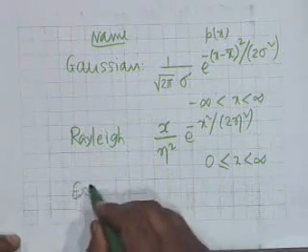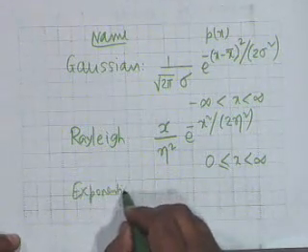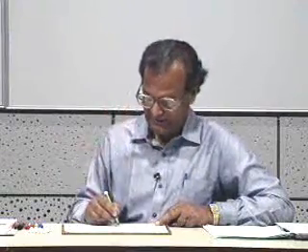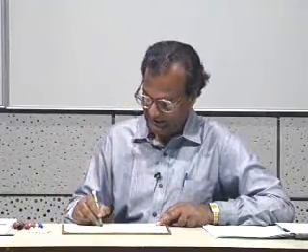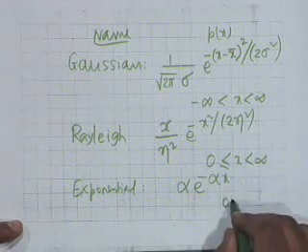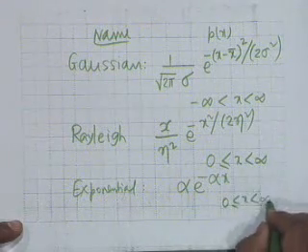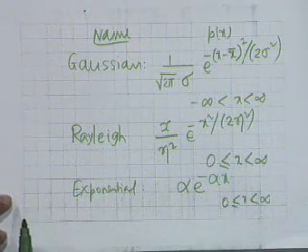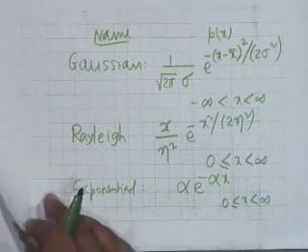Then of course there is a simple exponential, not distribution, this is a density function. I am making a mistake. The exponential density function is alpha e to the minus alpha x, alpha arbitrary, and once again the limit is 0 less than or equal to x less than infinity. What is the problem if I make x minus infinity? It will blow up. Alright.